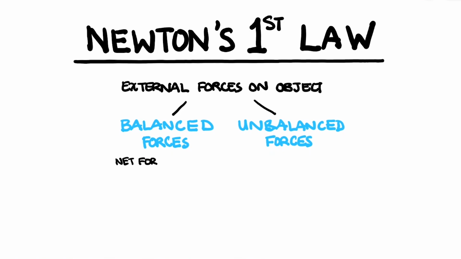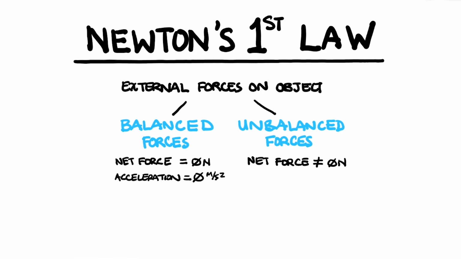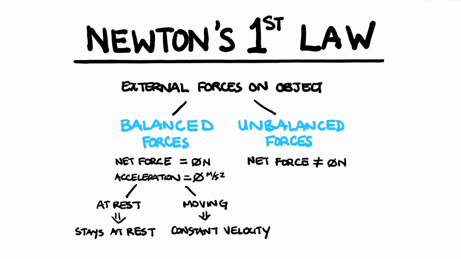If the net force on an object totals to 0, the forces on the object are said to be balanced. If the net force on the object totals to anything but 0, the forces on the object are said to be unbalanced. Balanced forces do not cause acceleration, and therefore the object will keep doing whatever it was already doing. If it was at rest, it'll stay at rest. If it was moving, it'll continue moving at constant velocity. It's unbalanced forces that cause an acceleration, and that acceleration is in the same direction as the net force.